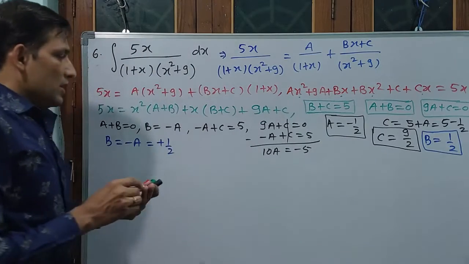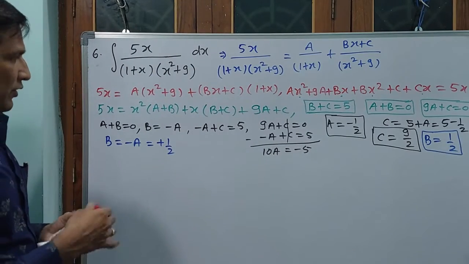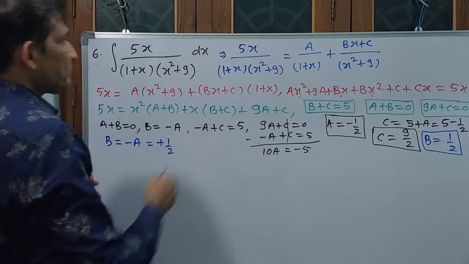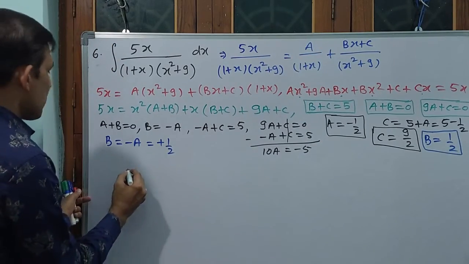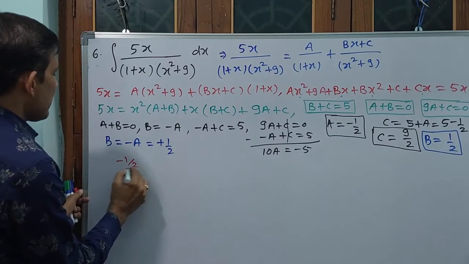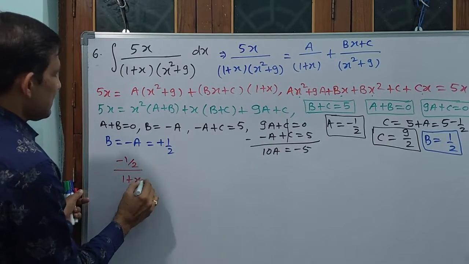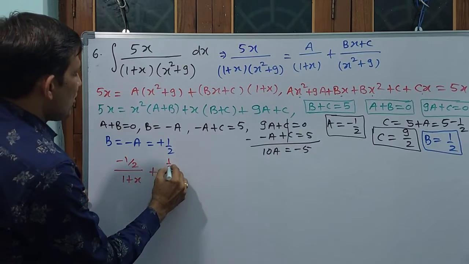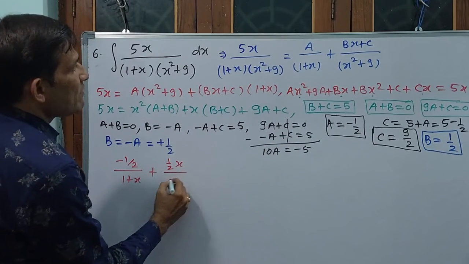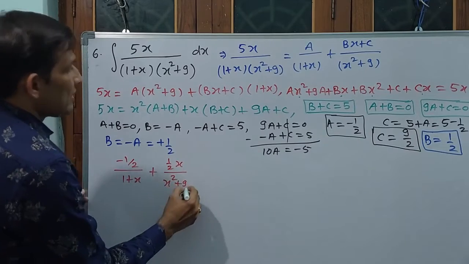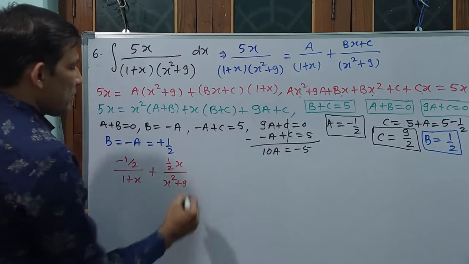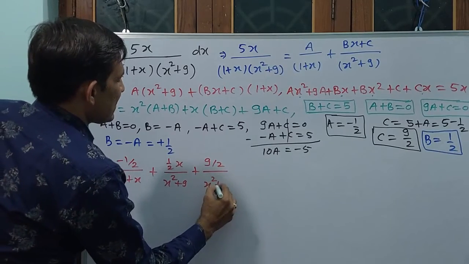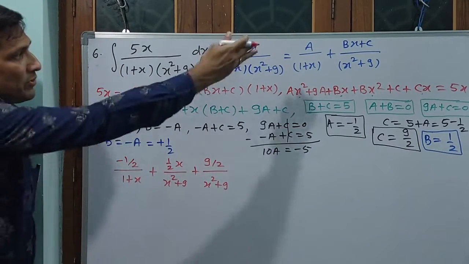Okay? See, three values you have got. A, B, C. Now you go back and write here these three values. A is how much? Minus 1 by 2, minus 1 divided by 2 by 1 plus x, plus B is how much? 1 by 2, 1 by 2 into x divided by x square plus 9. C is how much? C is plus 9 by 2, plus 9 by 2 divided by x square plus 9. Is it correct? Shall I write these partial fractions?